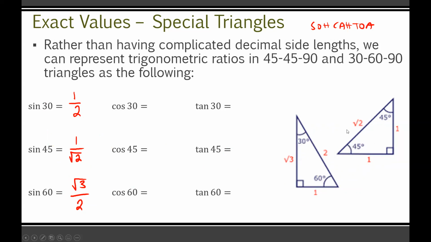Let's do these other ones really quick. Cosine 30, 30 degrees is here. Adjacent is root 3. Hypotenuse is 2. So root 3 over 2 is our answer there. Cosine 45, remember it's adjacent over hypotenuse. Adjacent is 1. Hypotenuse is root 2. Coincidentally, cosine and sine at a 45 degree angle is exactly the same.